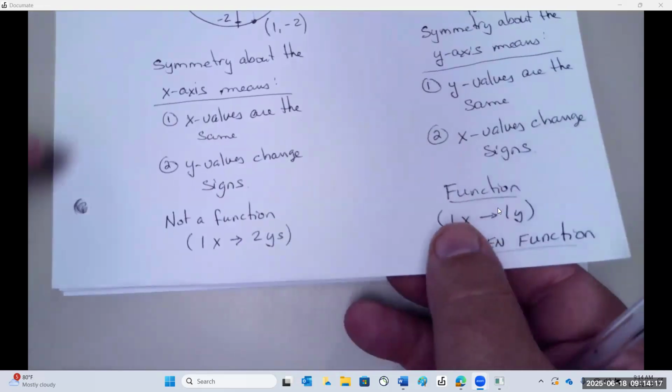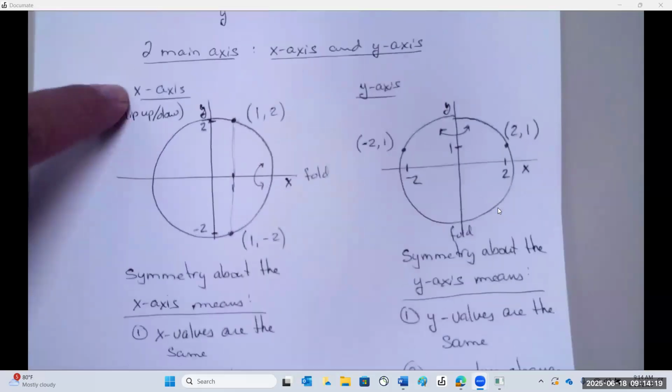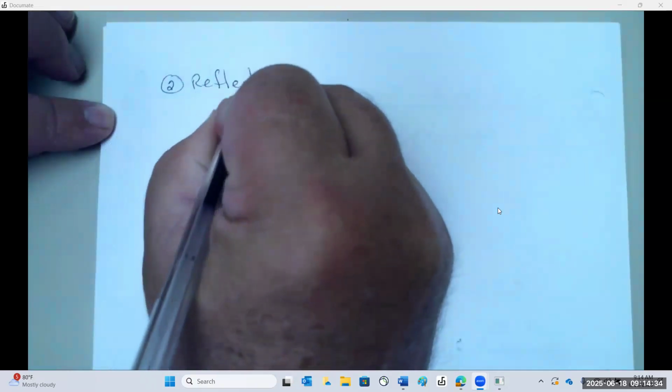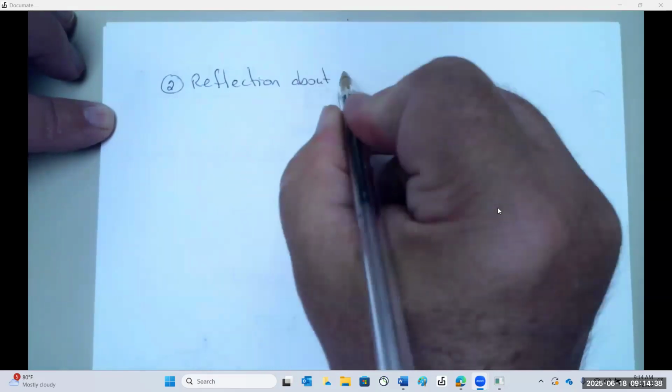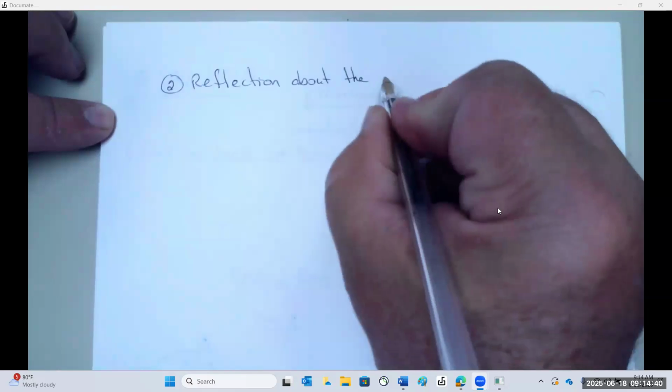All right. So this is how it works on the main axes, the x and y axes. There's another axis. There's another reflection. The second is a reflection about the origin.